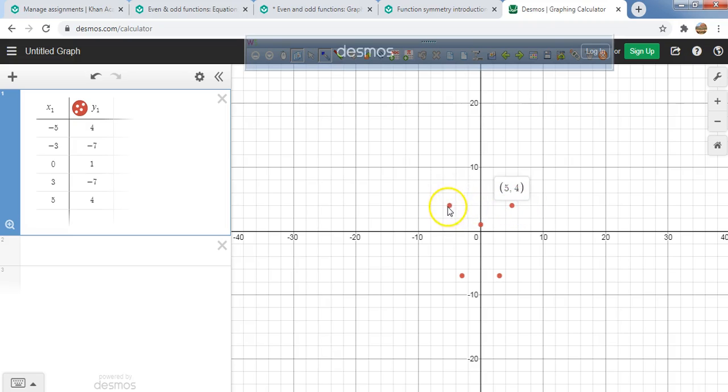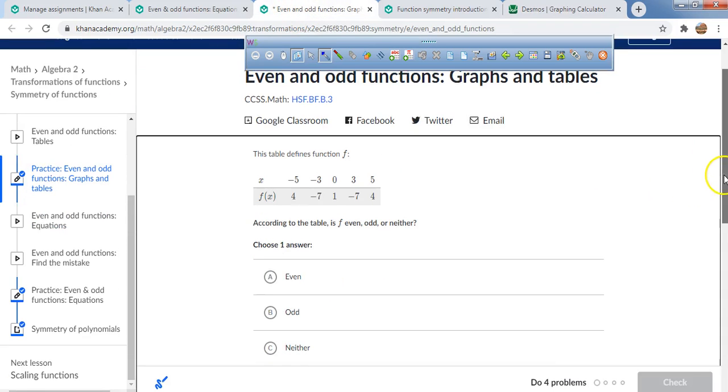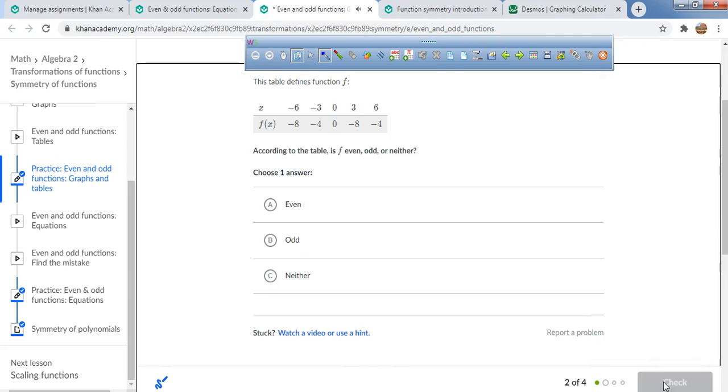Okay, so if we zoom out, you can see a pattern that here we have points that go perfectly across the y-axis, and here we have points that go perfectly across the y-axis, and that just happens to be on the y-axis. So you can see there is some symmetry happening across the y-axis. That's why I feel very confident saying this is an example of an even function.